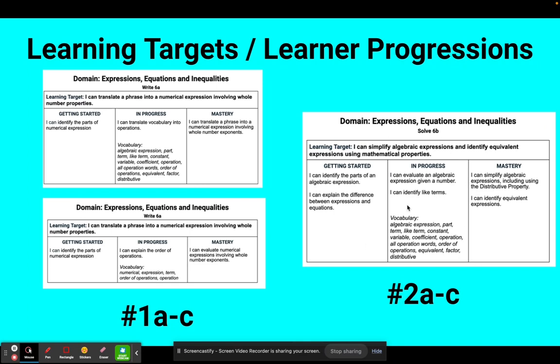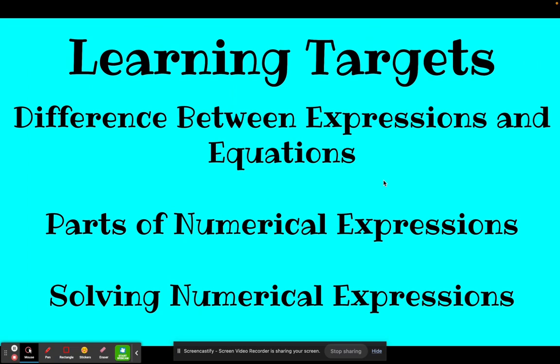And then this whole set of learning targets has to do with algebraic expressions. This is when we're going to start seeing variables and being able to simplify some of the expressions. So here we go. To start us off, the difference between expressions and equations. Definitely need to know that. Then we're going to talk about what the parts of numerical expressions are and how you solve numerical expressions. And this stuff is all a review, so do not freak out.